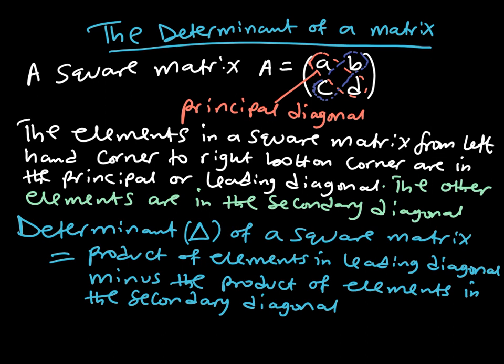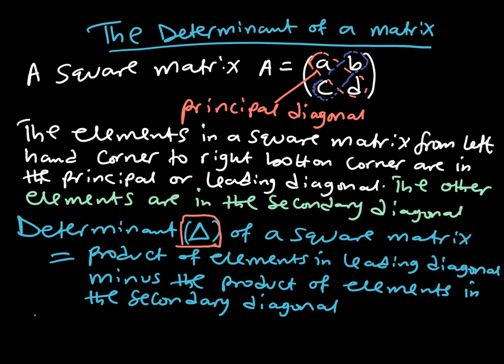The determinant of a square matrix equals the product of elements in the leading diagonal minus the product of elements in the secondary diagonal. We shall use this symbol, a rectangle, for determinant. If you don't want to write the word determinant, you can just write the rectangle. We shall know that it means determinant of a matrix, as long as it is in the context of matrices. So it is the product of elements in the leading diagonal minus the product of elements in the minor diagonal.